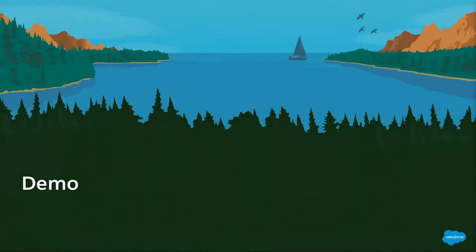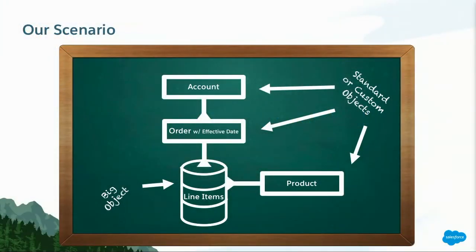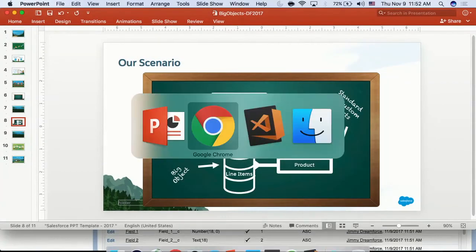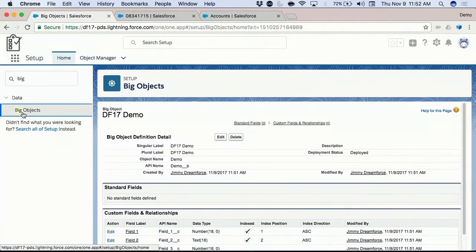So let's take another example. Those who were at the session yesterday may find this familiar. But here's an example where I've got the accounts and orders, standard objects. I want to create this. I know I've got too many line items to fit in a custom object, so I've got this big object to represent these order line items, which also happen to have a relationship to product, because an order line item tends to be a customer buying a product, right? So this is the scenario I've got, and let's take a look at the big object in our piece.